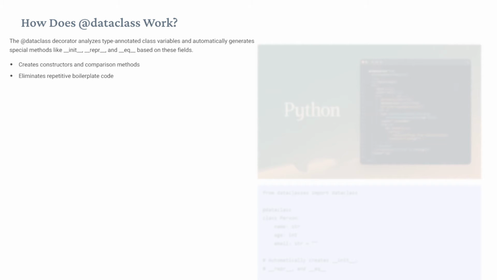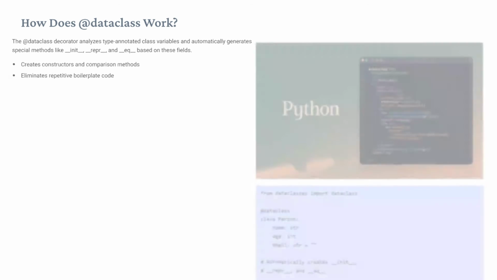So the data class decorator analyzes type annotated class variables and automatically generates special methods like __init__, __repr__, and __eq__ based on these fields. This creates constructors and also comparison methods and eliminates repetitive boilerplate code.